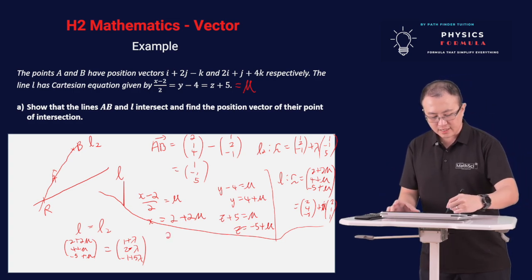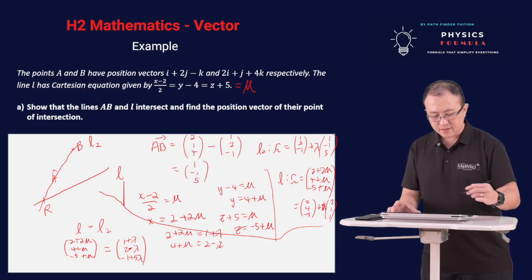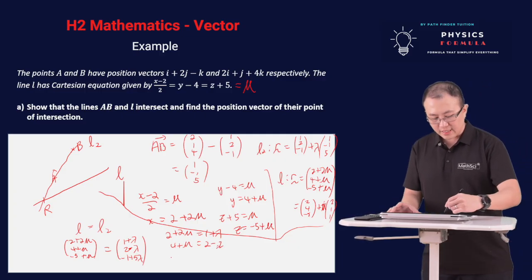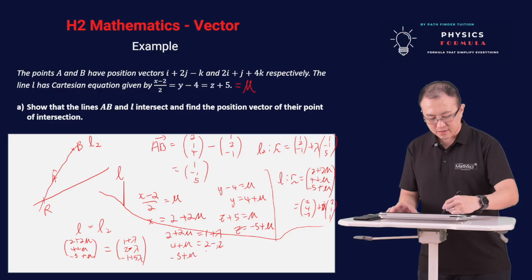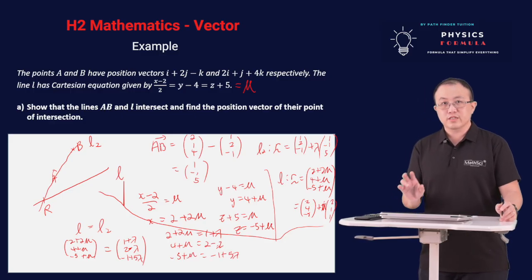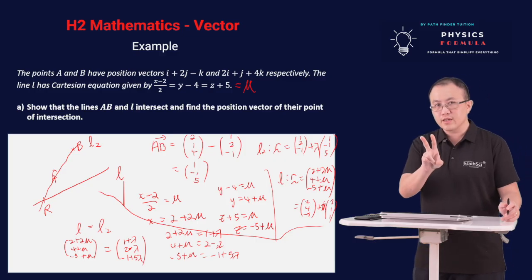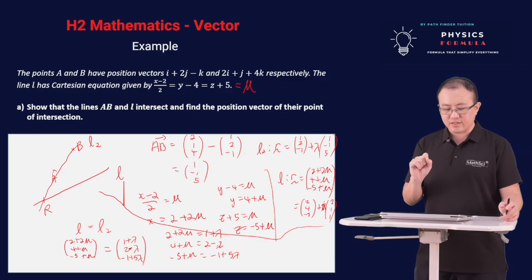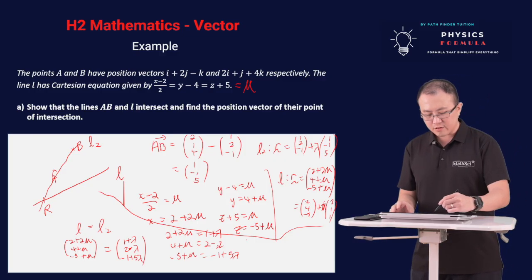So which means to say that you equate 2 plus 2 mu equals to 1 plus lambda. And then after that you take 4 plus mu equals to 2 minus lambda. In fact, you can also do the last one, which is minus 5 plus mu equals to minus 1 plus 5 lambda. So you just need to pick any two of the equations to do a simultaneous equation and find your lambda and mu. I'm going to skip that step and then I will get you lambda now.